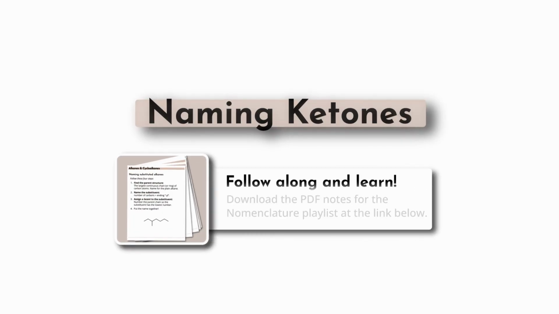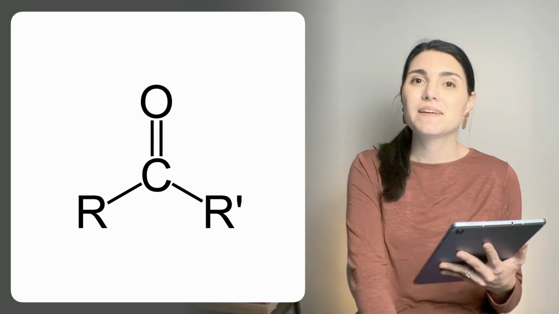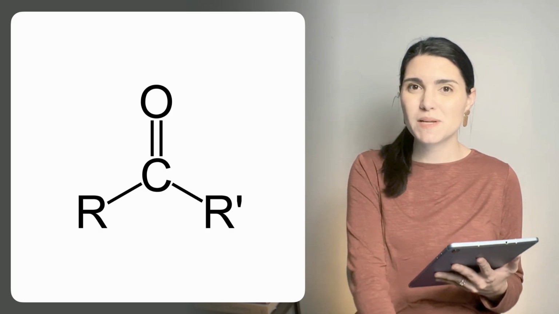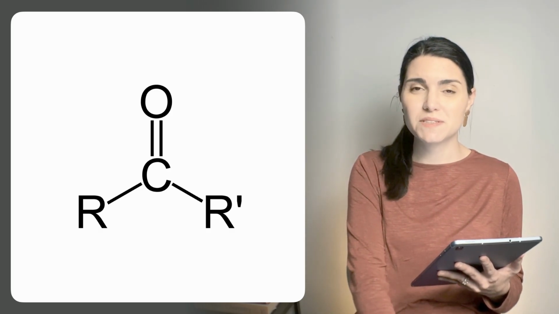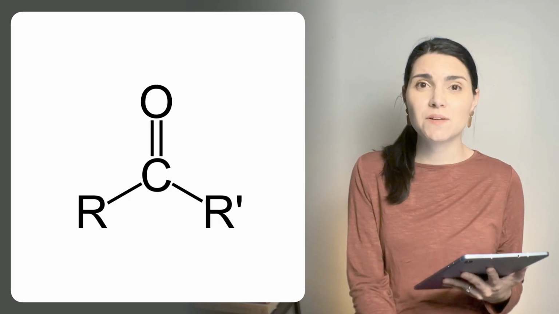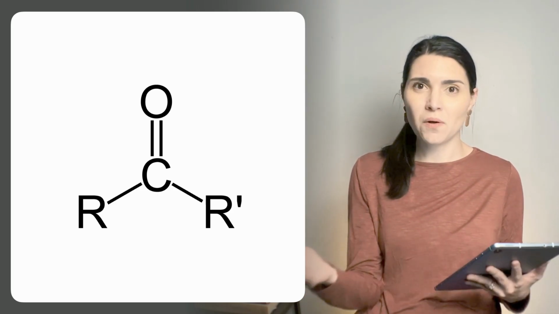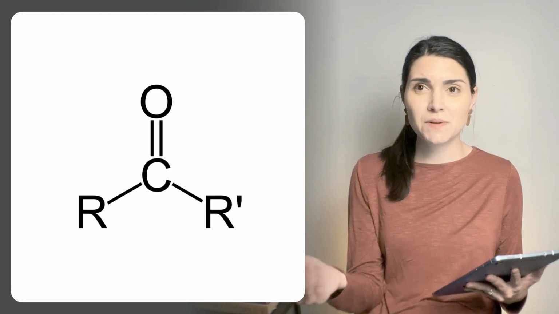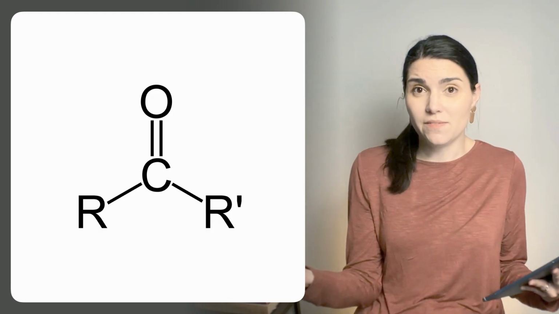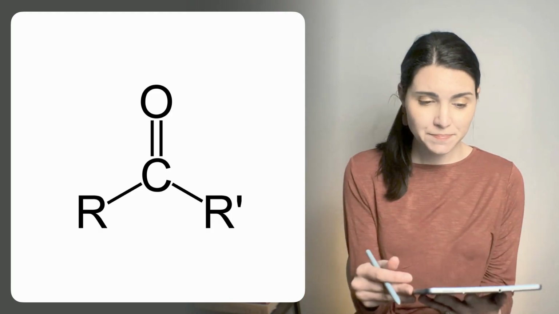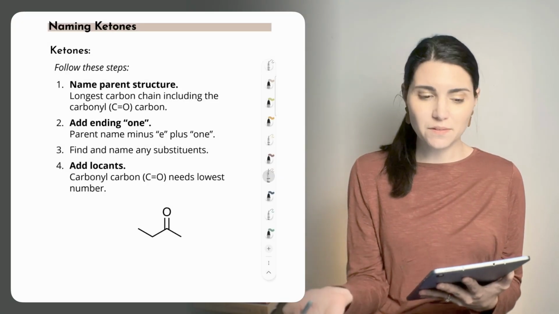Now we're going to learn how to name ketones. A ketone functional group is a carbon atom that has a double bond to an oxygen atom and then two single bonds to alkyl groups. They're usually abbreviated as R and R prime for an asymmetrical ketone, or as just R and R if you have a symmetrical ketone. To name a ketone, we're going to follow these steps.